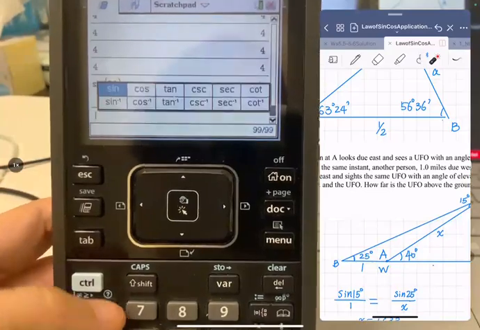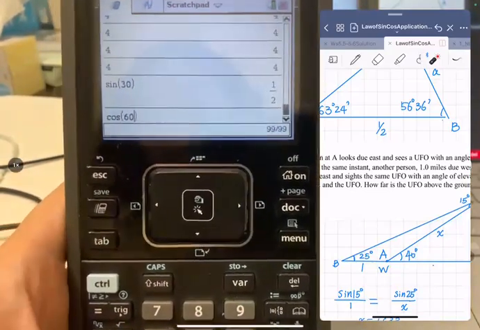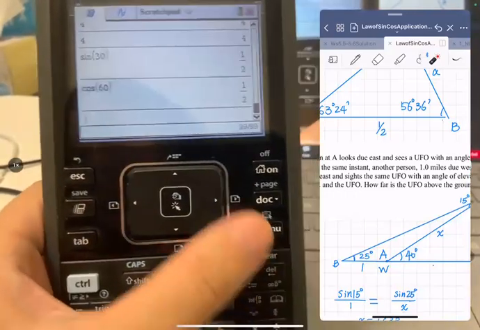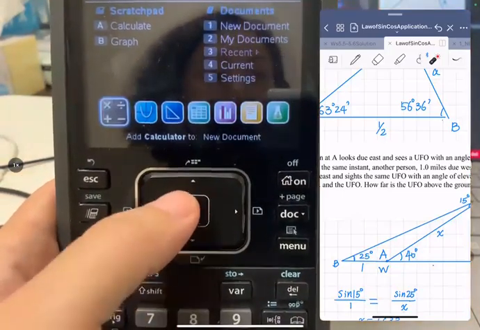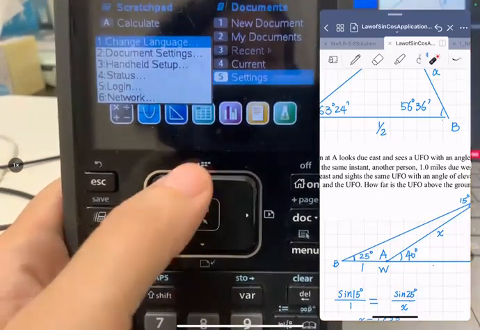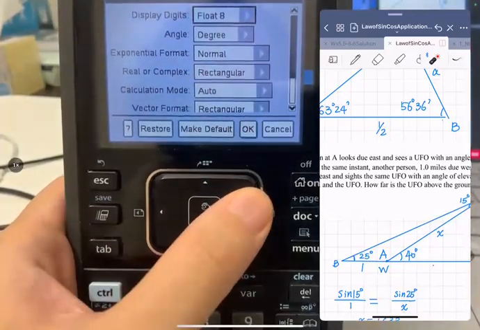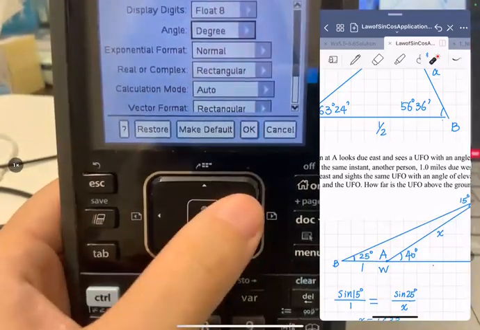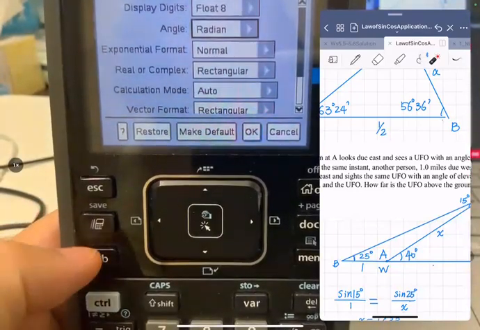If you do trigonometry and then do cosine, if you type in 60 degree, this is still 1/2. But if you go back, go to the settings, and do document settings, and then if you change this to reading, RADIAN, and then you use a tab.